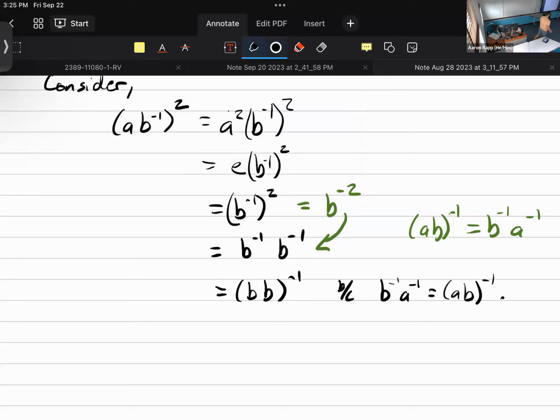But wait, I have B times B, and just B squared. And what do I know B squared is equal to? E. So really, this is just the inverse of E. What is the inverse of my identity? Identity element.